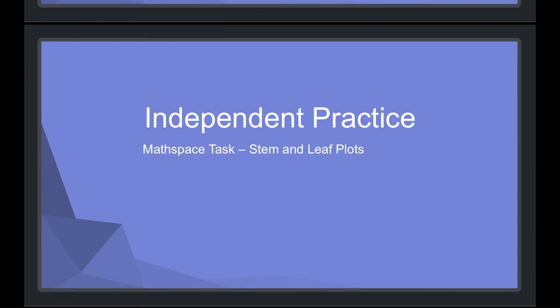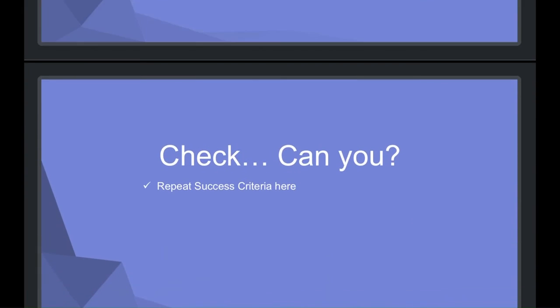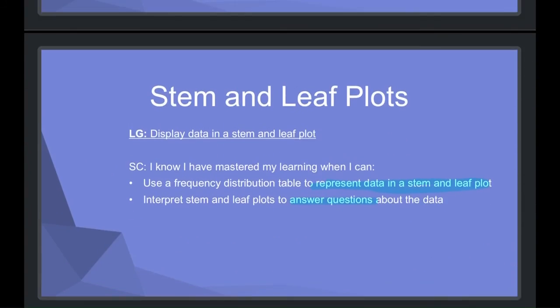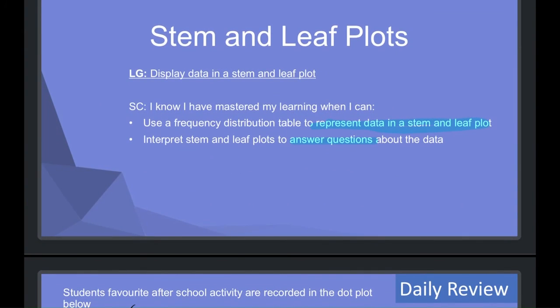You guys can jump on MathSpace now. You're looking for stem and leaf plots. After you finish that, we should be pretty comfortable with... Oh, whoops, I've made a mistake there. Let's go back up here to the success criteria. We should be pretty comfortable with drawing the tables. Drawing the stem and leaf plots from frequency distribution tables or just from lists of numbers. And we're interpreting those stem and leaf plots to answer questions about the data. So yeah, you guys can go and get started on that. Thanks, everyone.